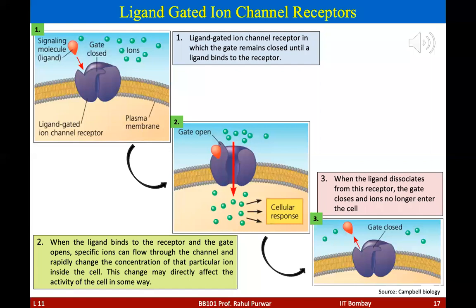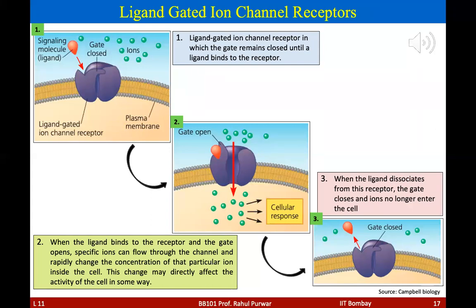How do they work? So, for example, this is a plasma membrane. A signaling molecule comes, represented here as the signaling molecule. And these ligand-gated channels are generally closed. For example, in this case, the ions you see are outside right now. When the ligand binds, ions go inside the cell, and the ion concentration rises inside the cell, inducing a certain cellular response. And when the ligand dissociates from the receptor, the gate closes again and ions no longer enter the cell.